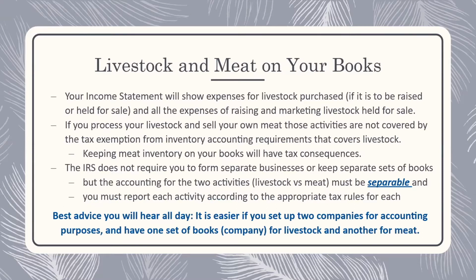All right. So here's the short version. Like I've been saying, the best advice is to separate the two companies, but the rule is they must be separable. So the rule isn't that you have to separate them. It's that if the IRS comes a knocking, you have to be able to show them the livestock accounting as true livestock accounting and the meat accounting as true meat accounting. IRS doesn't really care how you do that. It just must be separable. And I'm just saying the way to do that is with two companies.